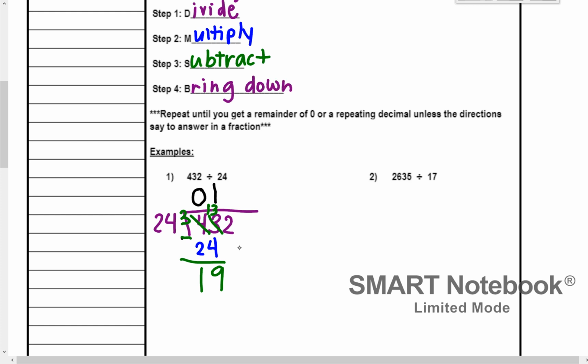So we are going to bring down the next number. So we took care of the 4, took care of the 3, now we have a 2. We're going to bring down that 2. Okay? And we ask ourselves, how many times can 24 go into 192?